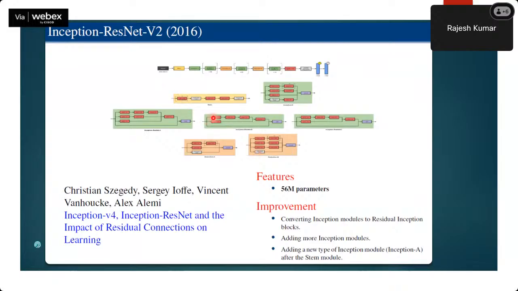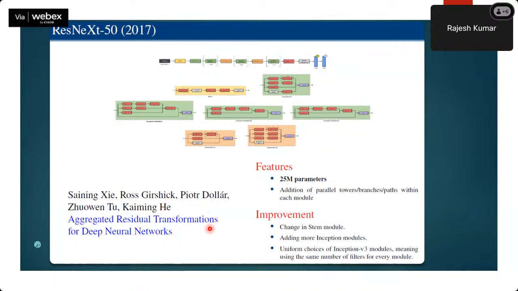So you can see here the upper part is the Inception part, but there's a complete residual part which is coming at the bottom. The parameters are 56 million. They try to understand the impact of residual connections in the learning, and likewise. So this whole structure keeps on moving, and that's why it's important.